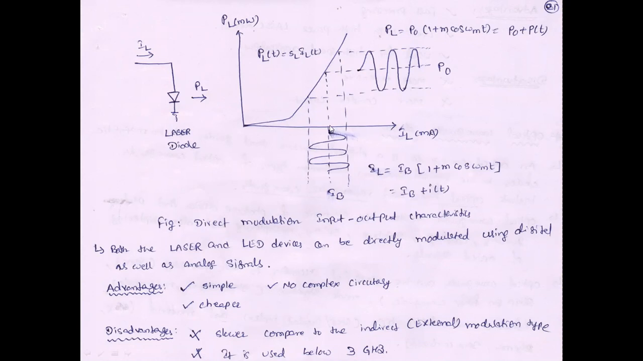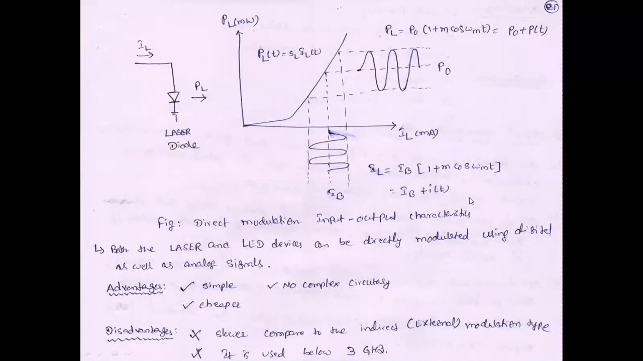This is the input given. We are getting output as optical power. The output equation is PL equal to P naught into 1 plus m of cos omega mt, which is equal to P naught plus PT. Here we are applying amplitude modulation technique. The input is electrical signal, output is optical signal.